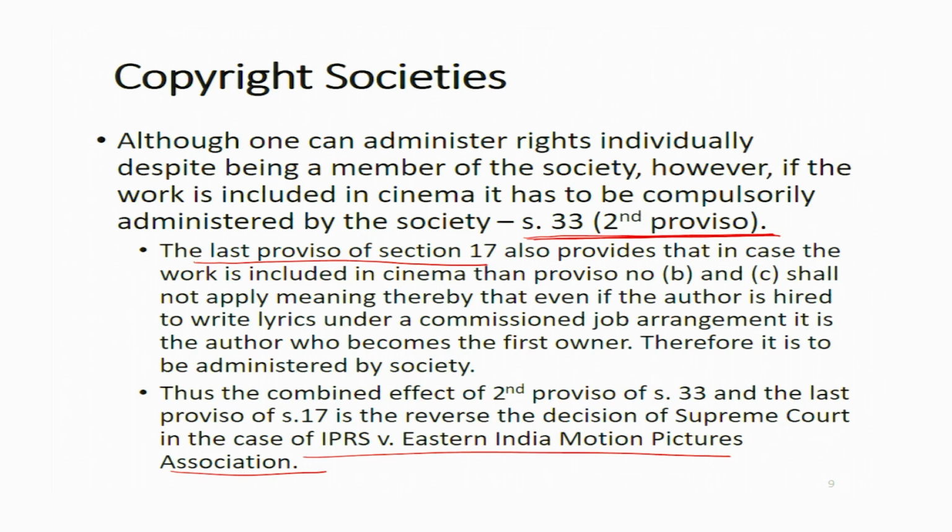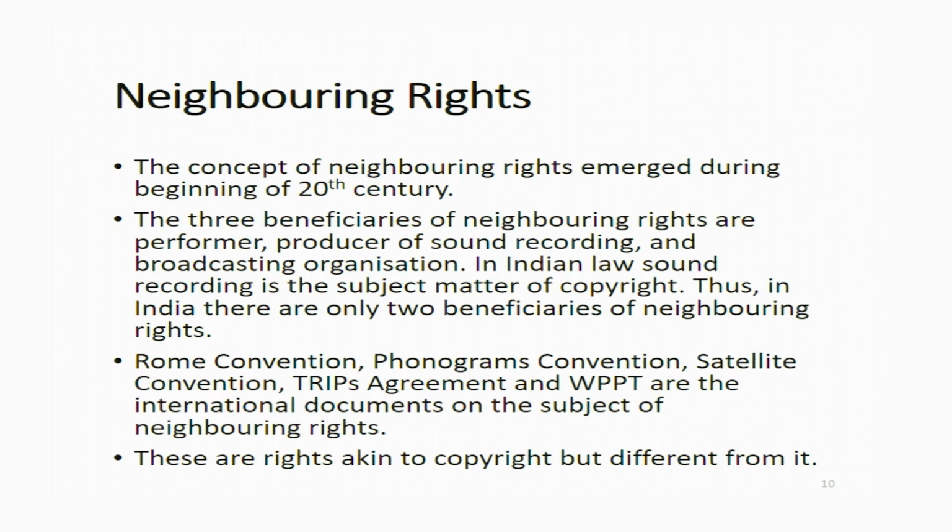Now if the work is included in cinema, the author is the first owner by virtue of the last proviso of section 17, and when the author is the first owner, it has to be compulsorily administered by copyright societies, whether as part of the cinema or in relation to secondary users. The author will always have a say through the copyright society in getting the royalty. So this is an interesting part. The whole idea is to reverse the decision of IPRS versus Eastern India Motion Picture Association.